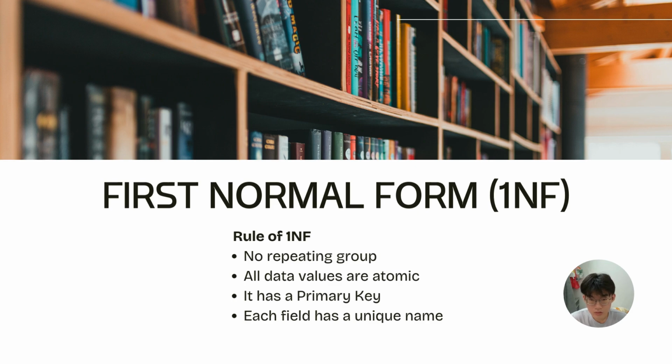My name is Wong Jun Hoong, and I will continue to present about the first normal form. So, in order to convert the unnormalized table to the first normalized table, the following rules must be followed. The first rule is no repeated group in the table. The second is all data values are atomic. The third is it has a primary key. And the fourth is each field must have a unique name.